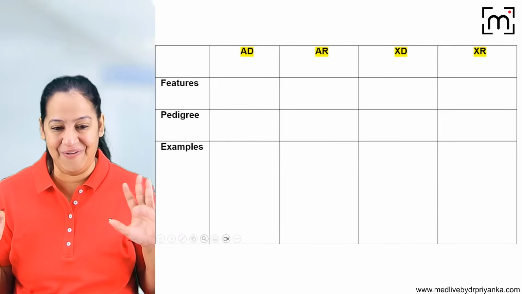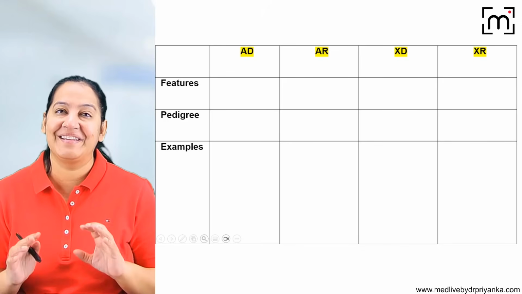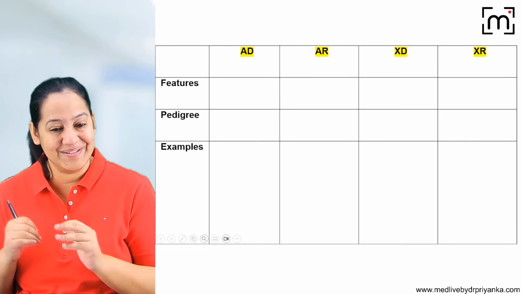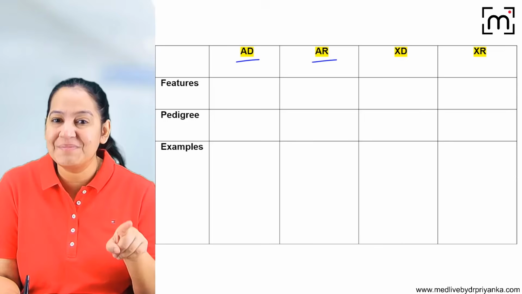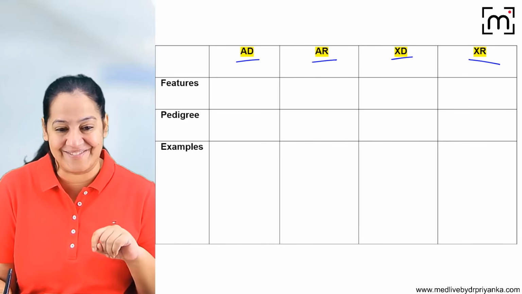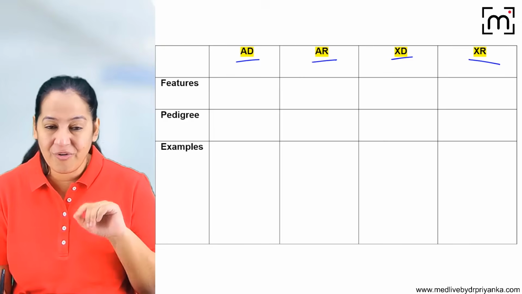So we are done with all four. We are done with the genetic inheritance of single gene disorder. Right. So there are four inheritance: autosomal dominant, autosomal recessive, X-linked dominant, X-linked recessive. Can you tell me the features of all four quickly?